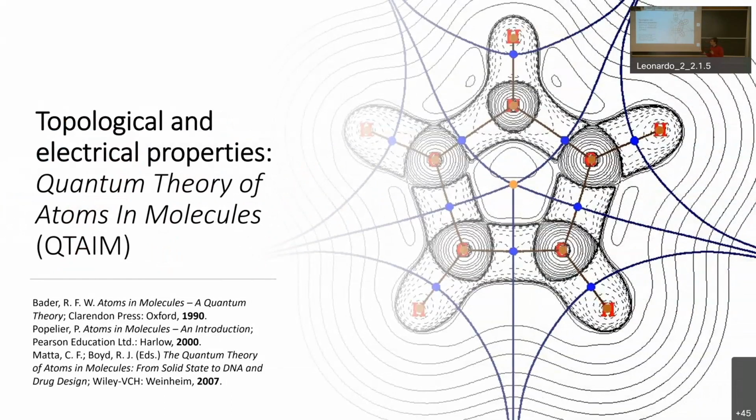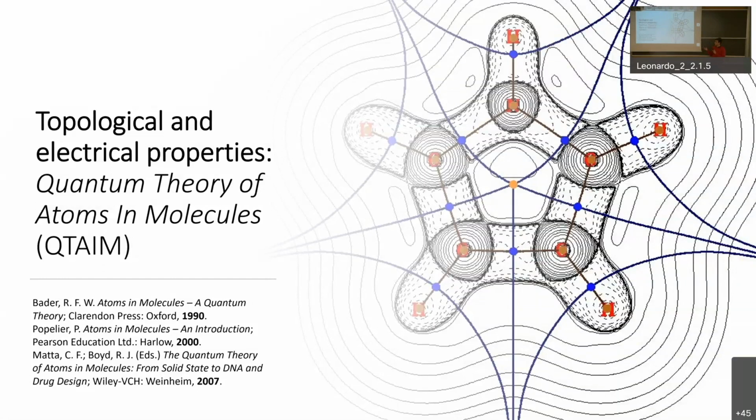The topological approach of QTAIM leads to an exact partitioning scheme, in the sense that the electron density at any point in space is necessarily attributed to one atomic domain, which is defined as a region in space in which all electrons are bound to a specific nucleus, as we can see from this image.